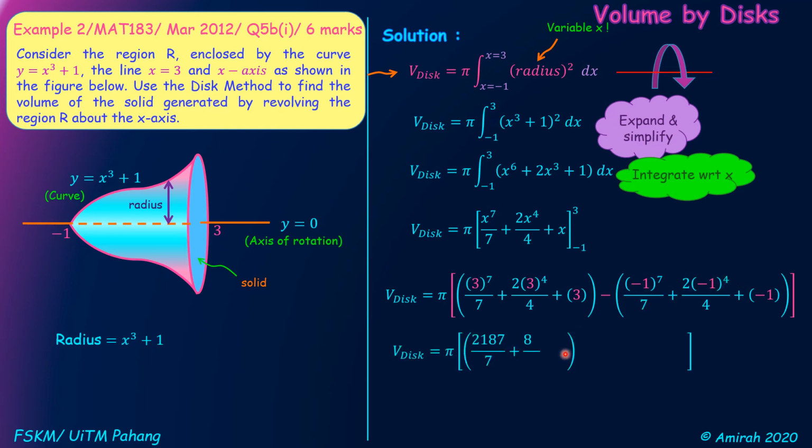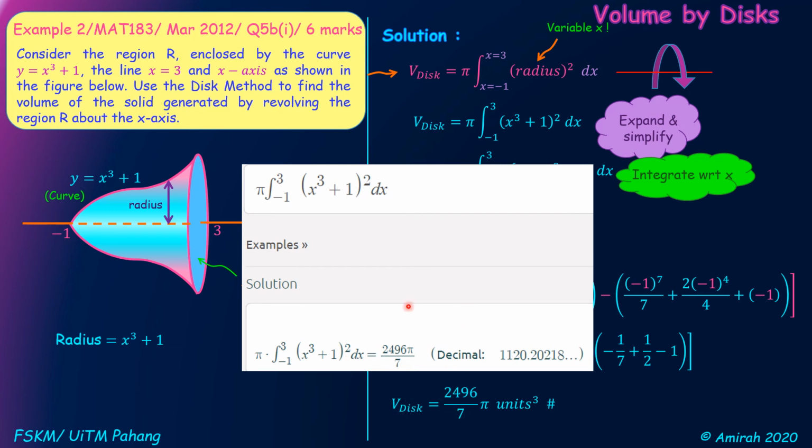Then we get this. Negative 1 to the power of odd numbers equals negative, and negative 1 to the power of even numbers equals positive. Positive times negative equals negative. Then we simplify this, so we get volume by disk equals 2496 over 7 pi units cube. Cube, because this is volume.